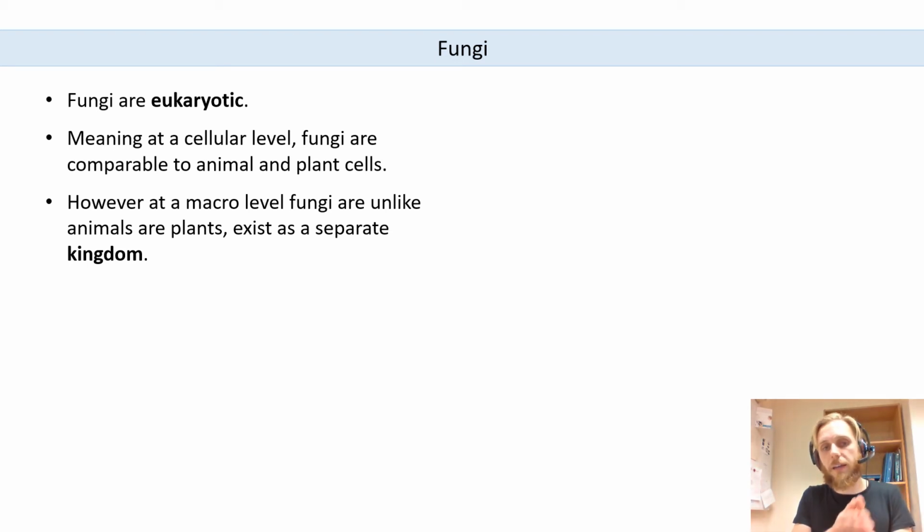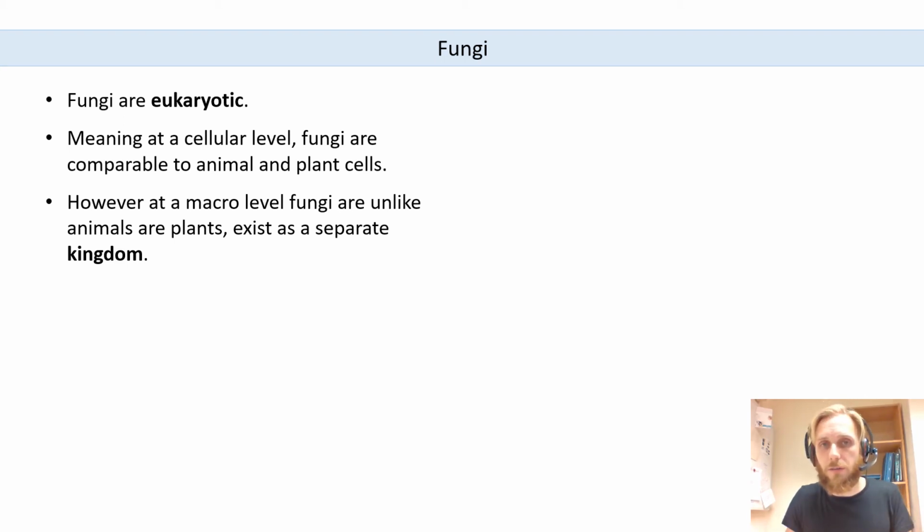Interestingly, fungi can be single-celled or multi-celled, so unicellular or multicellular. We can compare them to the prokaryotes, so the bacteria and the archaea, and say that prokaryotes are always single-celled. Bacteria and archaea are always single-celled, always unicellular because they're prokaryotes. Fungi, on the other hand, are eukaryotes and they exist as single-cellular microorganisms and multicellular organisms.